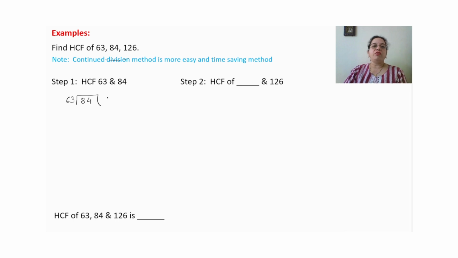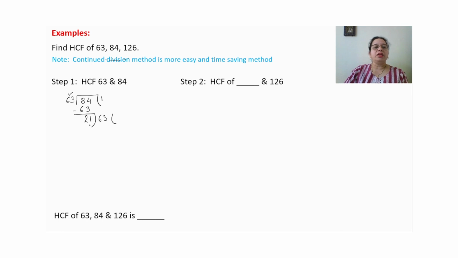So most of the time we can divide by ones or twos. We don't require big numbers usually. Sometimes we require also. So 63 ones are 63. Just subtract it. 4 minus 3 is 1, and 8 minus 6 will give you 21. Since our remainder is not 0, this remainder we will consider as a divisor, and earlier divisor we will consider as a dividend. And now forget about the upper part, just concentrate on 21 and 63.